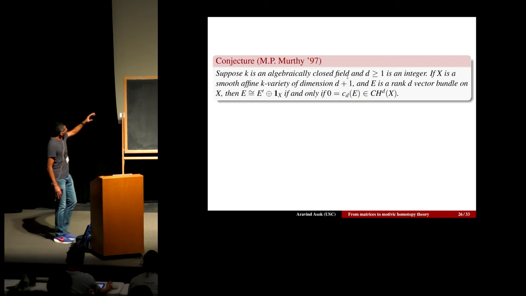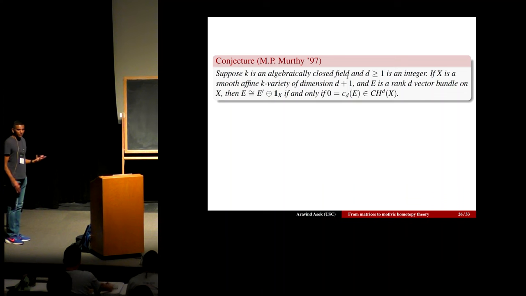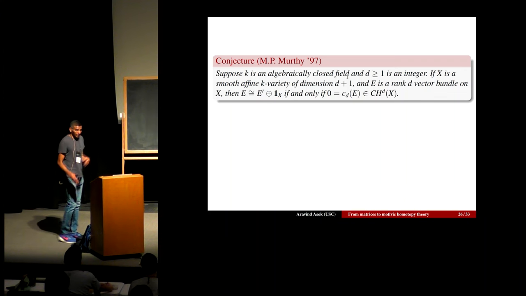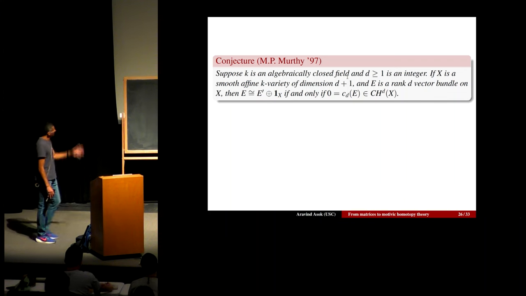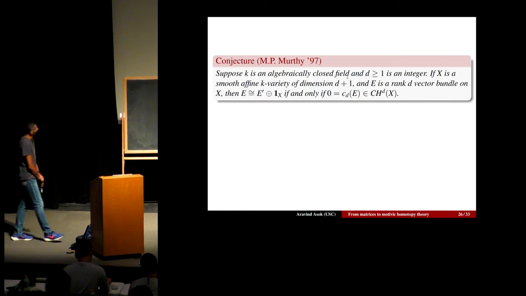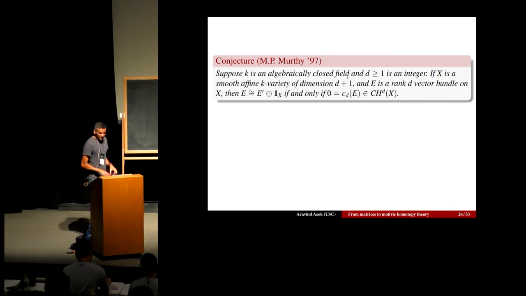So this conjecture, if it has any hope of being true, involves two things. First of all, one has to connect the Chern class to the Euler class. You'd like to know that vanishing of the top Chern class is sufficient to guarantee vanishing of the Euler class. And then you need to know something about the next obstruction.